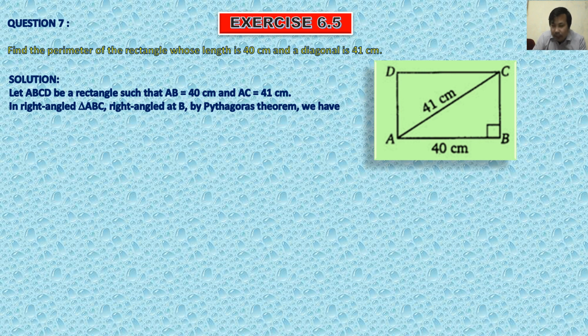So BC, what is the BC? BC is the breadth of the rectangle. So we need this BC to find out the perimeter of the rectangle. So by the Pythagoras theorem, we can find out the BC. So let us see how we can do.